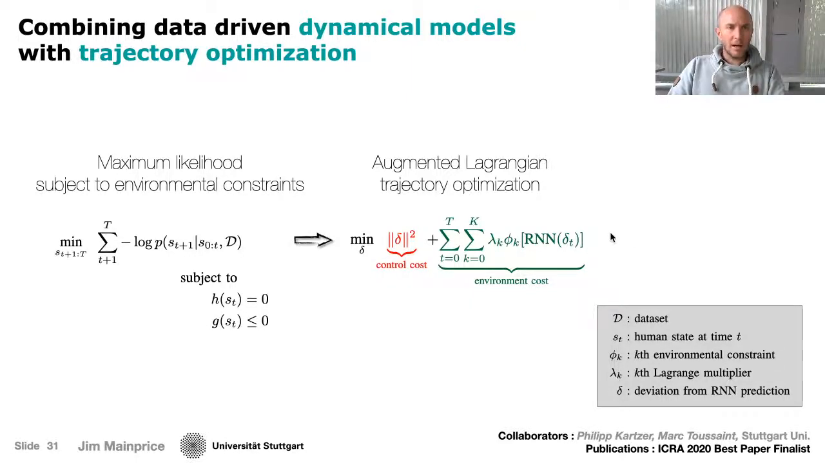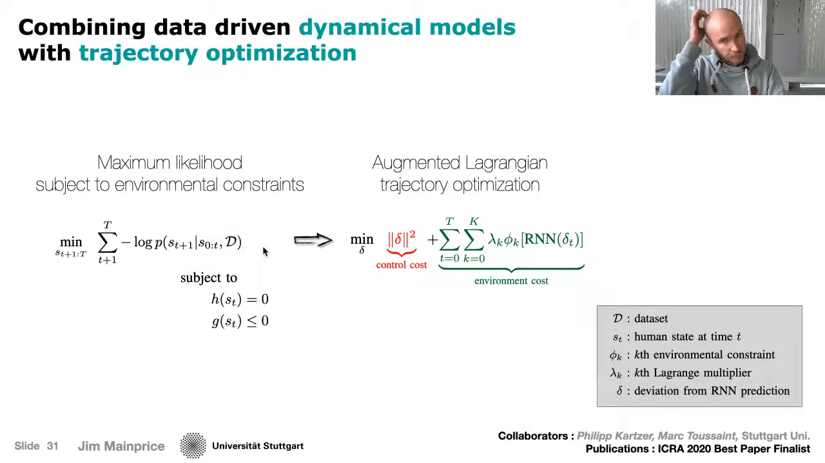So how can we combine this data-driven dynamical model with trajectory optimization? Here the idea is that we perform maximum likelihood subject to environmental constraints. This is a very high-level mathematical description of what's happening. We minimize the negative log likelihood of the recurrent neural network, our autoregressive model. So this is a regression of a model. We model our dataset that we acquire through motion capture and gaze observation, but then we produce the prediction subject to constraints that have to do with the environment at each state.